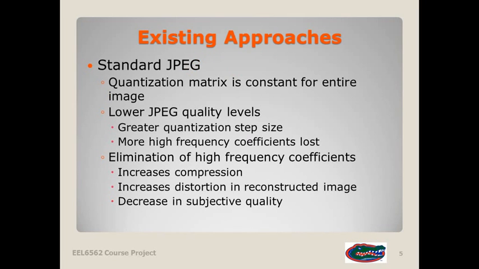In standard JPEG, the quantization matrix is constant for the entire image. Lower JPEG quality levels can be used to increase the quantization step size. When this occurs, more of the high-frequency content is lost. Elimination of this high-frequency content increases compression, but also increases distortion in the reconstructed image and decreases subjective quality.